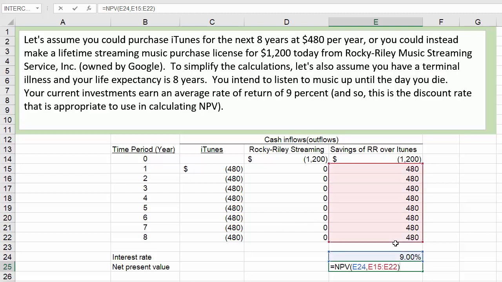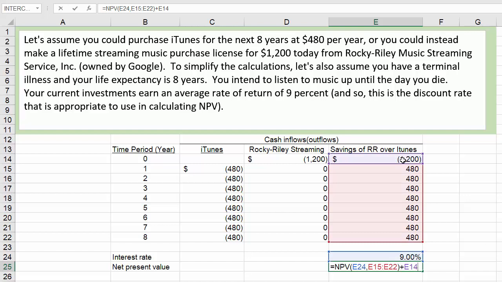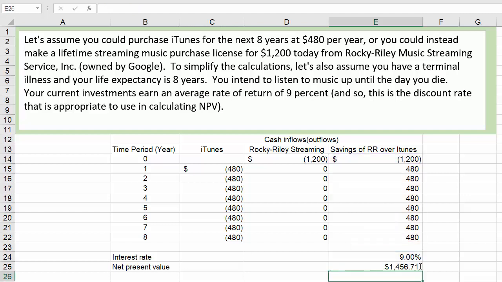So the next thing we have to do is add in that negative amount, or subtract out the initial cash outflow. And so what we see is we have a net present value in this situation of $1,456.71. So let's click and make sure that makes sense to us. Get the NPV formula using the appropriate interest rate. If I hit enter here, we see it is positive, and so there's a savings. And in terms of today's dollars, the savings would be $1,456.71. Now we could round that to 1,457.